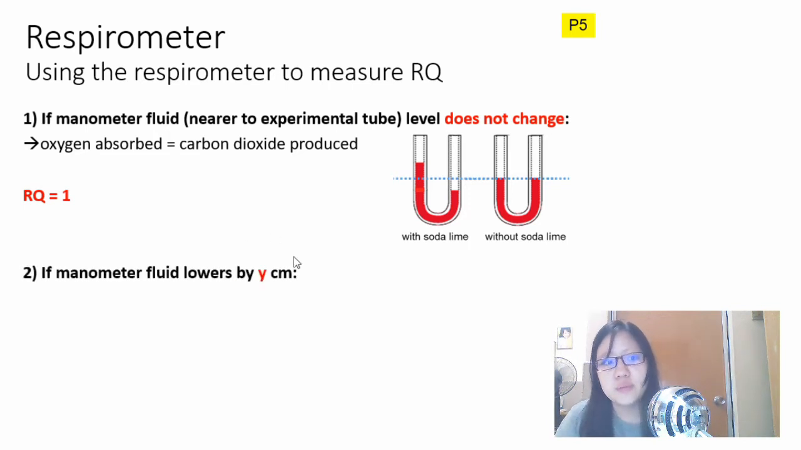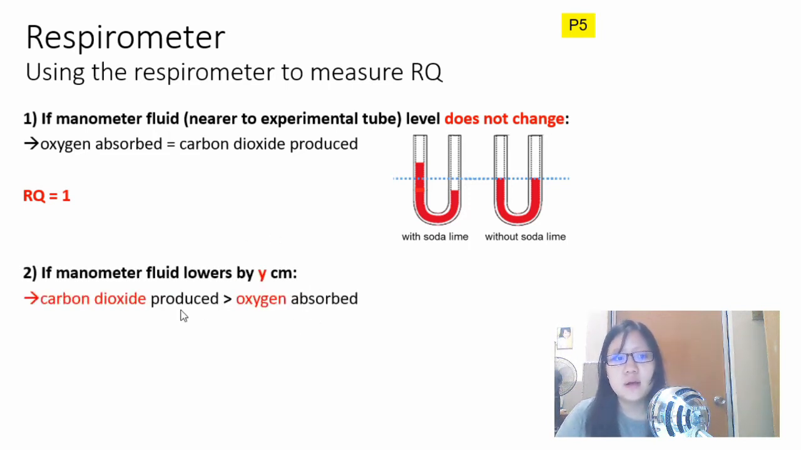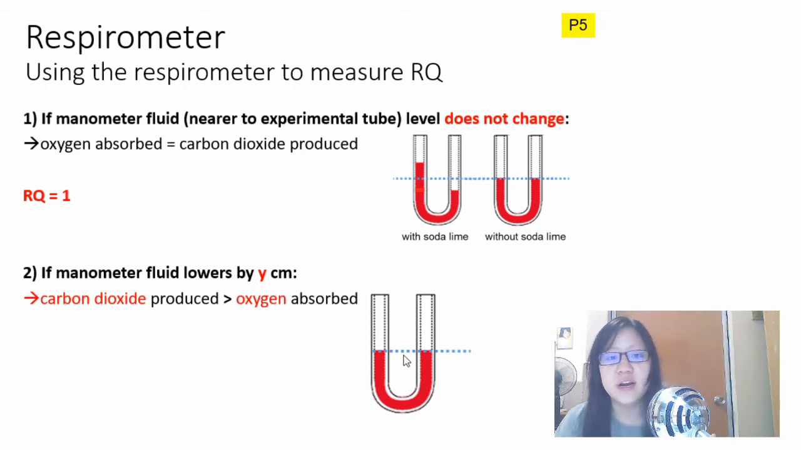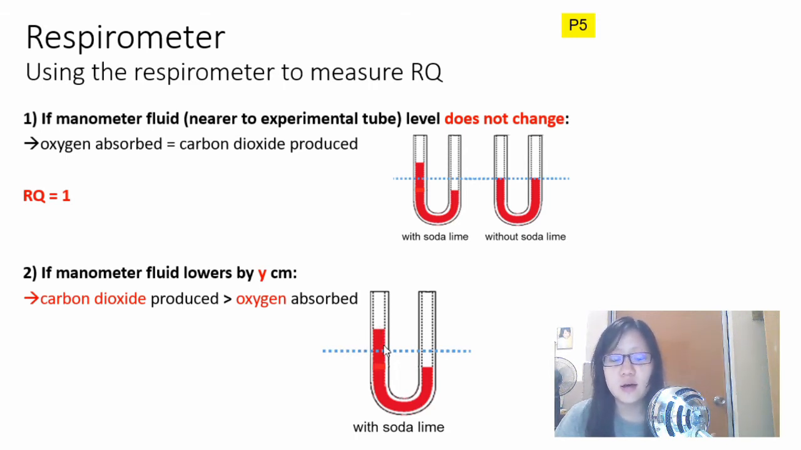This is the second scenario. In this scenario, carbon dioxide produced is more than oxygen absorbed. So what would we expect in this case? At first, this is the beginning of the experiment, right? With soda lime, it's going to increase because this fluid here displacing the volume of air is showing you the oxygen being absorbed. So it moves up because the oxygen is being absorbed by the organism, whereas the carbon dioxide produced is absorbed by the soda lime, so it doesn't count here.